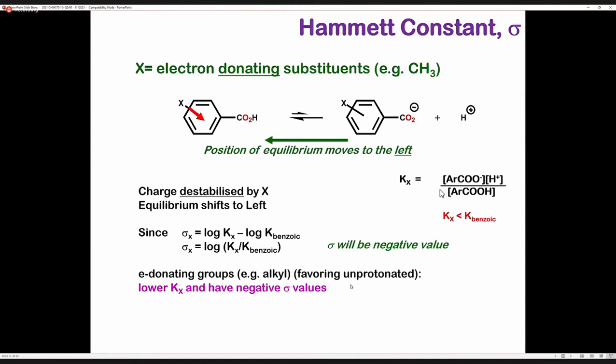Okay. Right. So if you add electron donating substituent such as a methyl group, then the position of equilibrium moves to the left, right? And charge is destabilized by the methyl group, right? Because the electron goes towards the ring, not outside of the ring. So it disturbs the delocalization of the pi electrons. So your new dissociation constant tu akan kurang daripada dissociation constant yang asal. Okay. Right. So usually electron donating group ni ialah alkyl group lah. Alkyl group. Right.